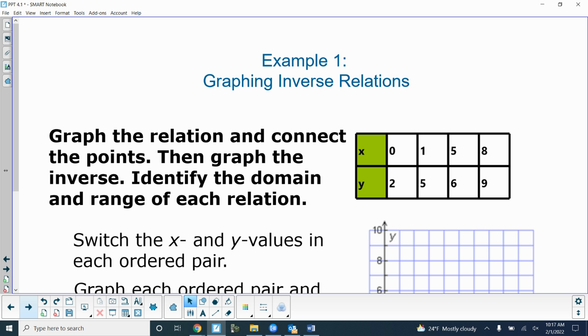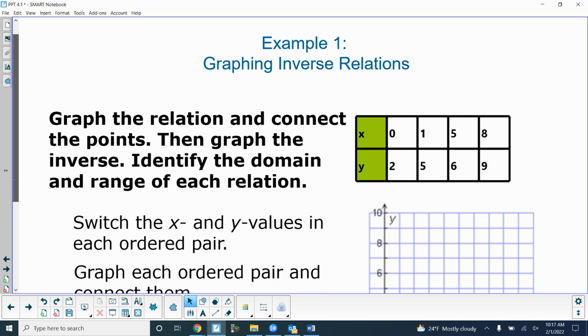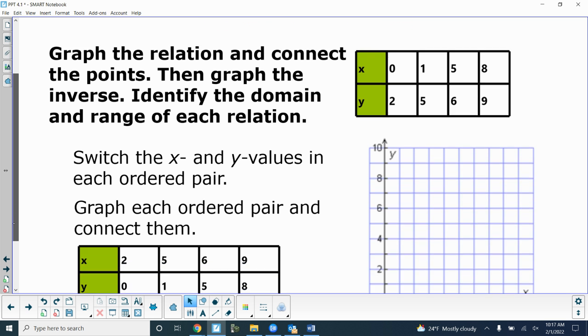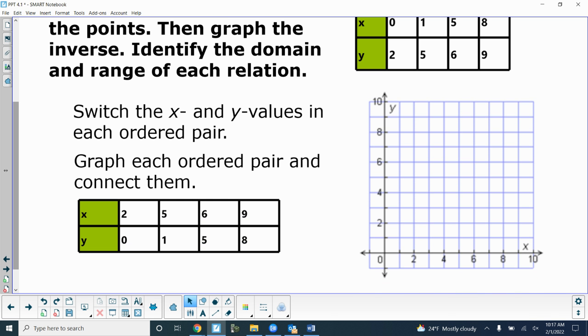Here's a 4 ordered pair: (0, 2), (1, 5), (5, 6), (8, 9). And then if you switch the x and y values, then we have (2, 0), (5, 1), (6, 5), and (9, 8). Okay, just flip-flop it. Okay, they would be inverses of each other. And they have a picture of it on the next slide.